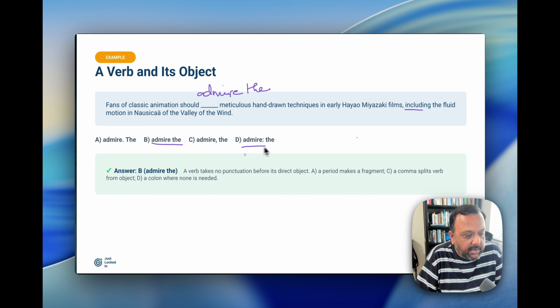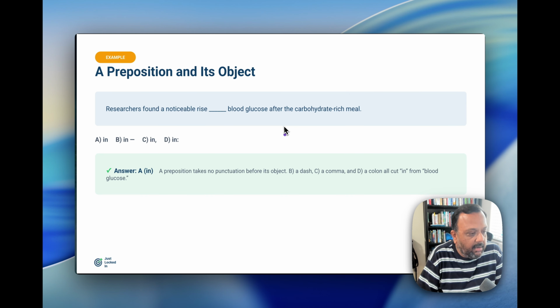So similarly, D is kind of absurd, right? Fans of classic animation should admire, colon, and then the meticulous. So before the colon, you must have an independent clause, okay, which we do not, right? So therefore, this is incorrect as well, okay? So this is the only correct option, okay? Preposition and an object. Researchers found a noticeable rise in blood glucose after the carbohydrate-rich meal, right? So there's no punctuation after this, right? So these are kind of obvious ones, okay?